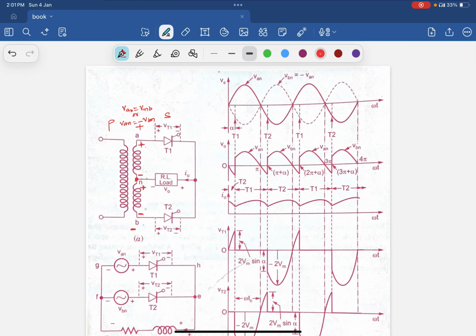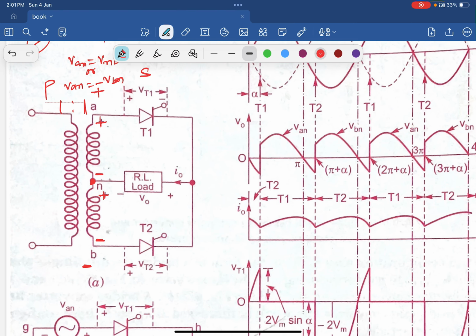So here in the diagram, we have taken two assumptions. First assumption is that load current is continuous. Here our load current is continuous. Second, the transformer ratio is 1:1.